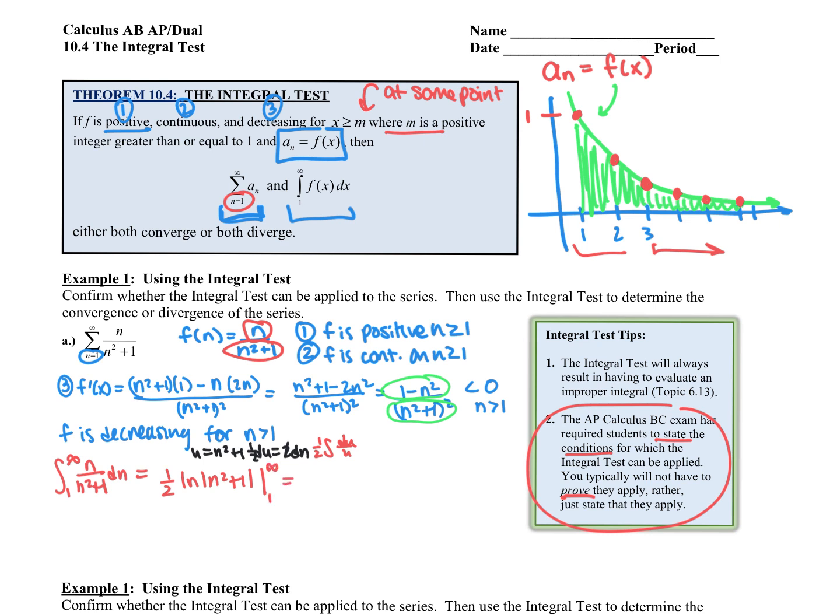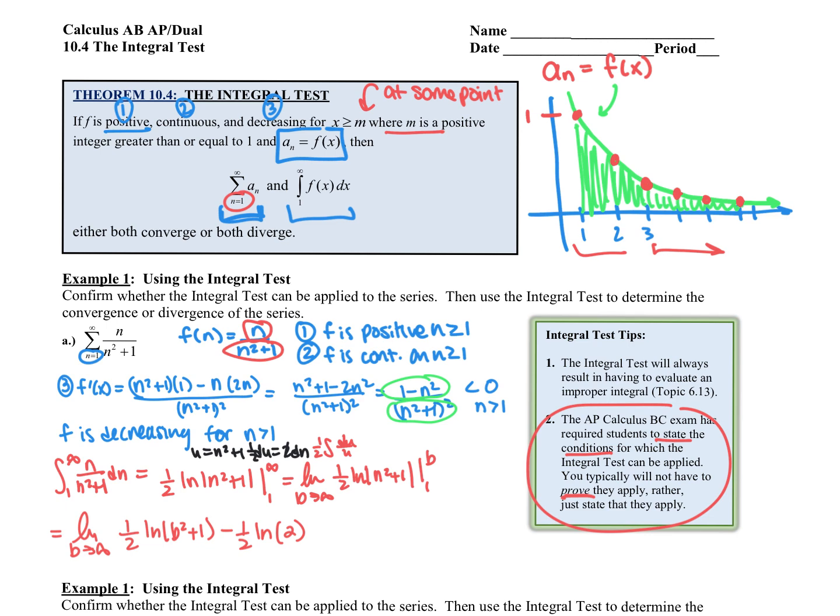I probably shouldn't write it that way. We should plug in our b. So we'll do the limit as b approaches infinity of 1/2 ln of n squared plus 1, evaluated from 1 to b. So then we will plug in b, plug in 1, subtract, and then take our limit. So we'll have 1/2 ln of b squared plus 1 minus 1/2 ln of 1 squared plus 1, so that'll be 2.